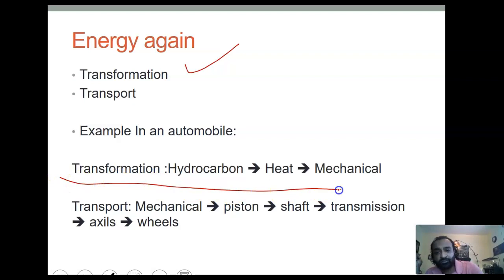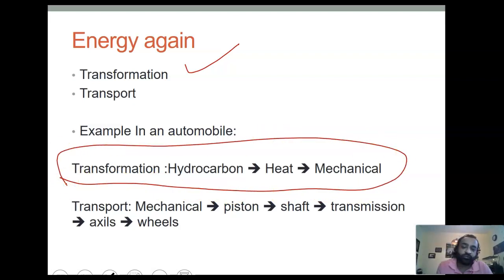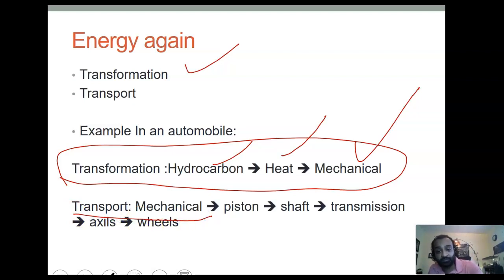So I'll give an example about transformation. That's how we transform energy in the car from hydrocarbon, which is chemical energy, into heat in the engine that moves the pistons, and the pistons connect to the crankshaft, and the crankshaft will move the wheels and the axles, and that's mechanical power. So that's a transformation of energy. You agree? And then we transport that energy from mechanical, from the piston, that's the beginning of the transformation, to a shaft, to a transmission, axles and wheels. So this is transport and transformation of energy.